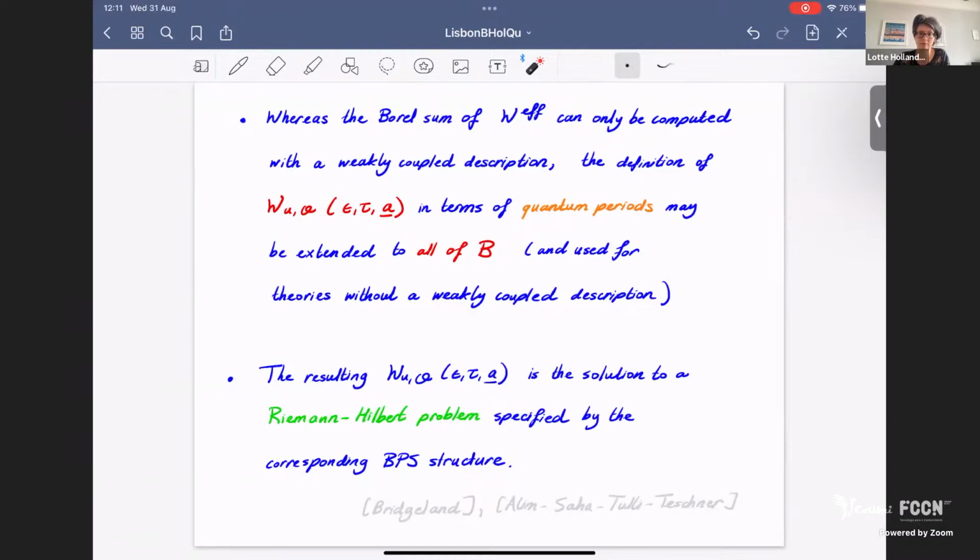One of the important things about the previous is that this Borel sum could only be computed if we had a weakly coupled description of this superpotential, which we might not always have, because remember, for these four-dimensional N=2 theories, many of them do not have a weakly coupled description. But even without such a description, we can now define this new object W, which depends on u and theta, in terms of the quantum periods as before. So that definition can be extended to the whole Coulomb branch. This relates to work by Bridgeland and collaborators, who express this W as a solution to a certain Riemann-Hilbert problem, which is specified by the structure of the BPS states in the corresponding theory.